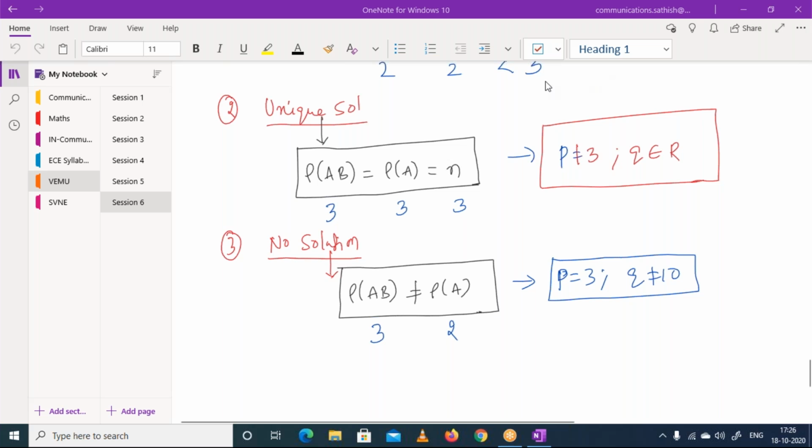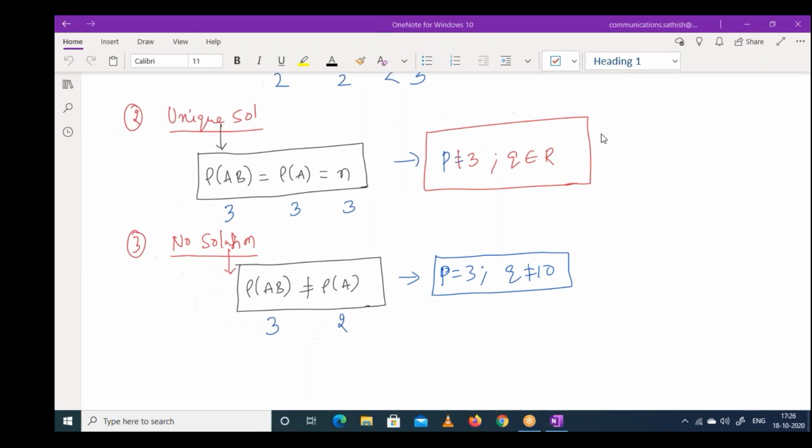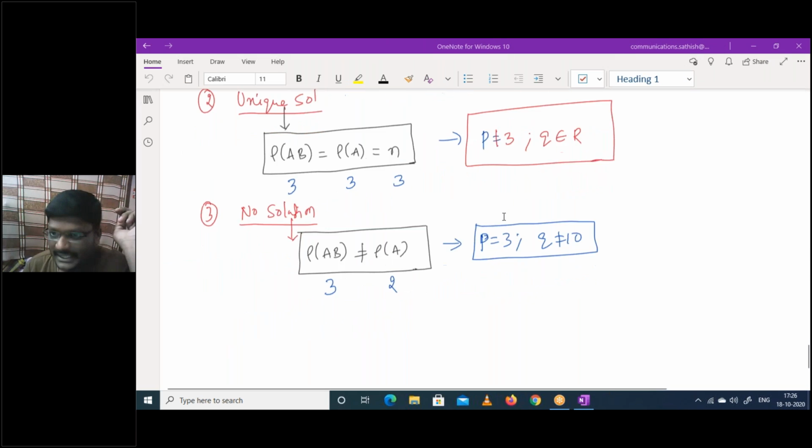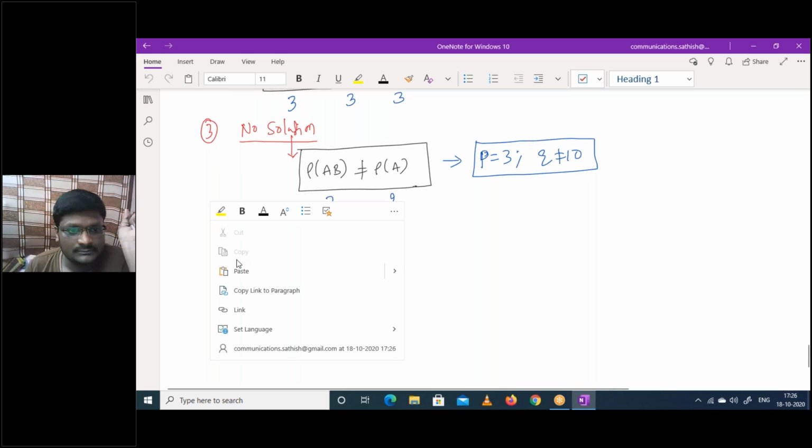Yes, ma. Satish sir, just a network issue, sir. I just disconnected, sir. No problem. I disconnected because of sharing the notes. Okay, sir. No issues.